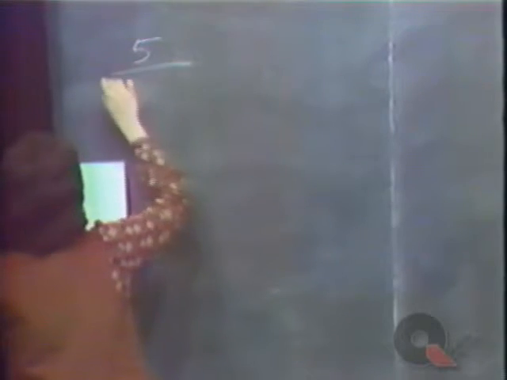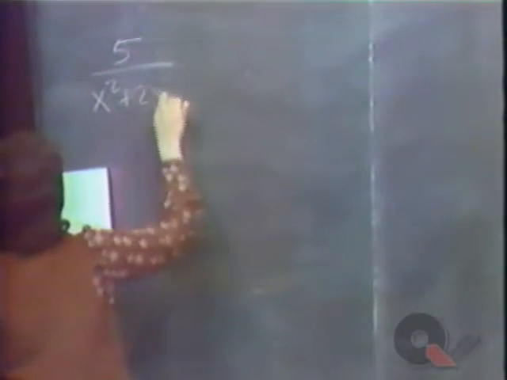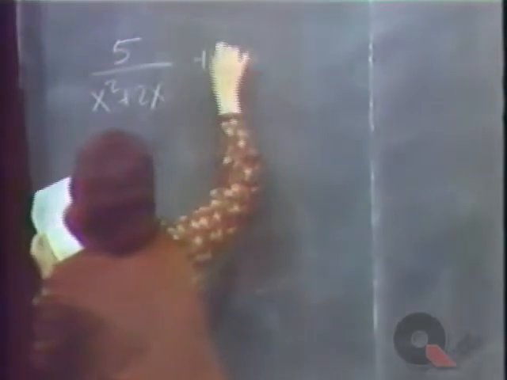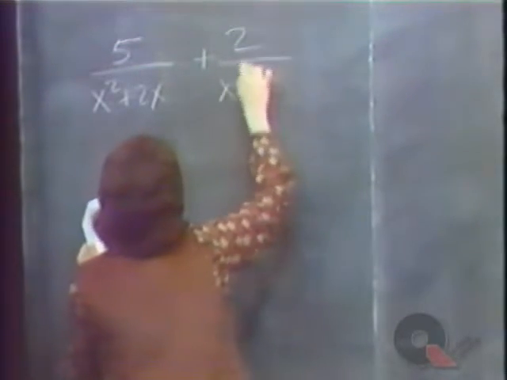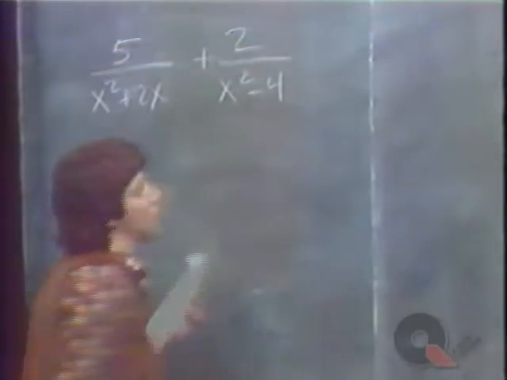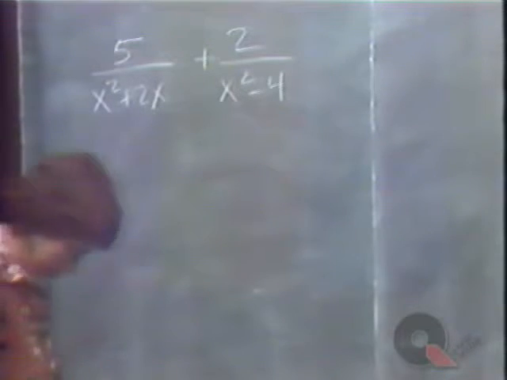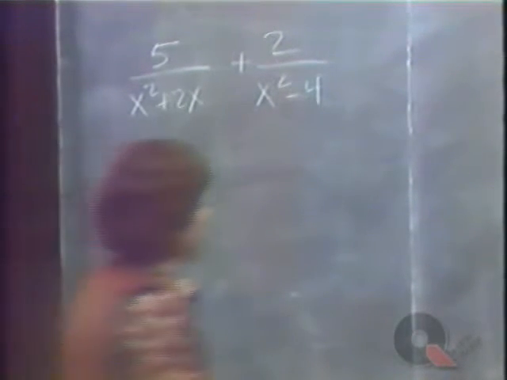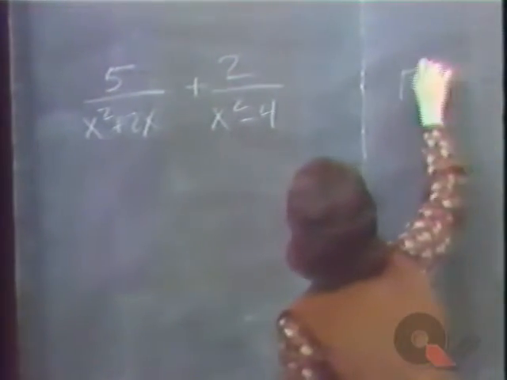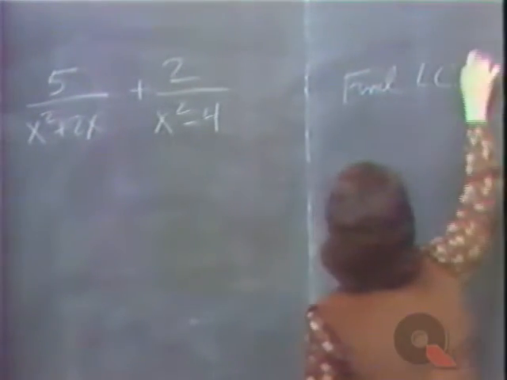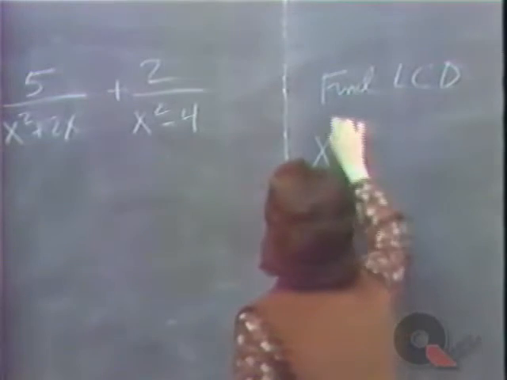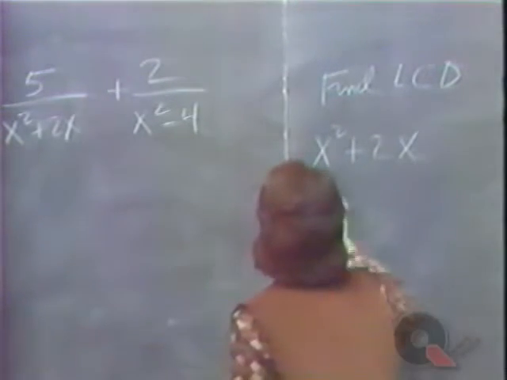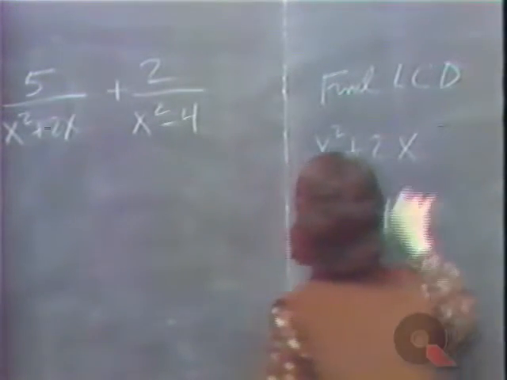Okay, let's try another example. 5 over x squared plus 2x plus 2 over x squared minus 4. Let's find the LCD for x squared plus 2x and x squared minus 4.